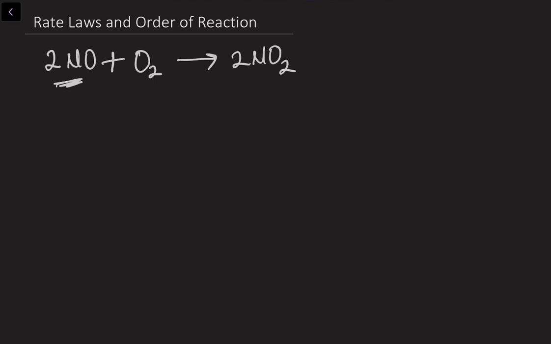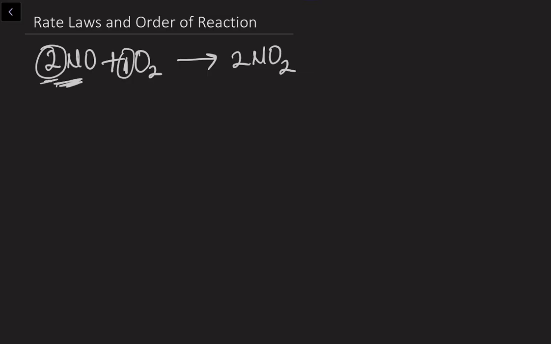gas? Now, looking at this equation at face value, you might think, oh, because you have 2 here and there's 1 here, that means nitric oxide has more effect on the rate of formation of 2NO2. That means you might think that if you increase the concentration of nitric oxide, compared to increasing the concentration of oxygen gas, you will get more NO2. But that is not always the case.